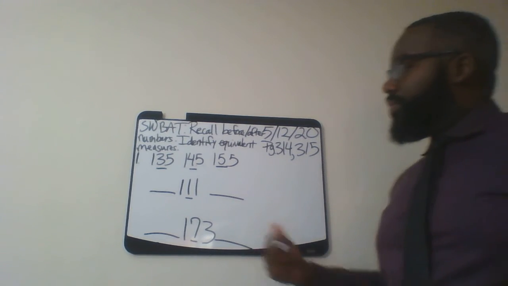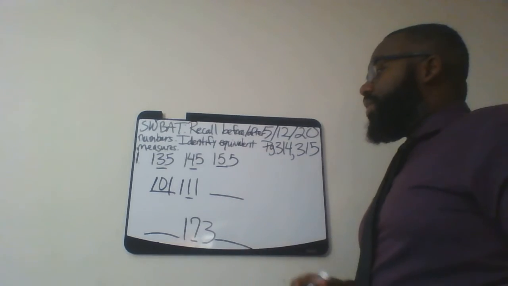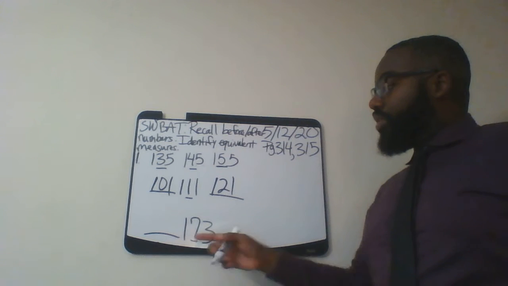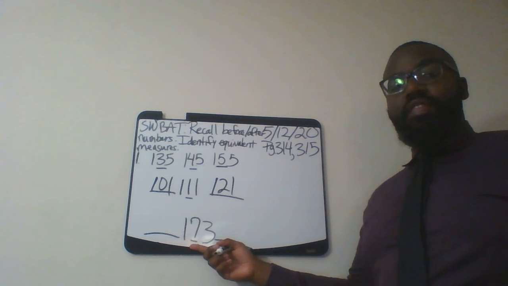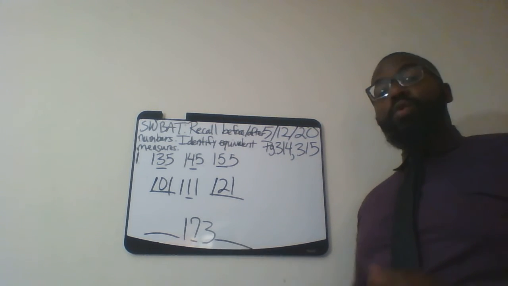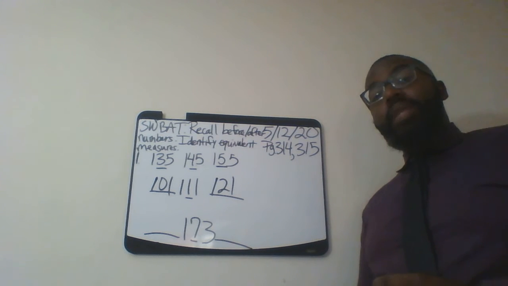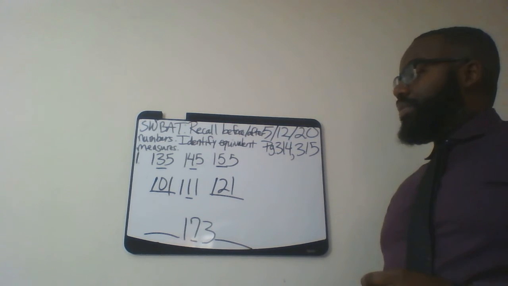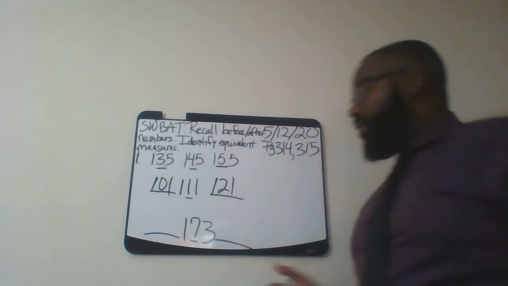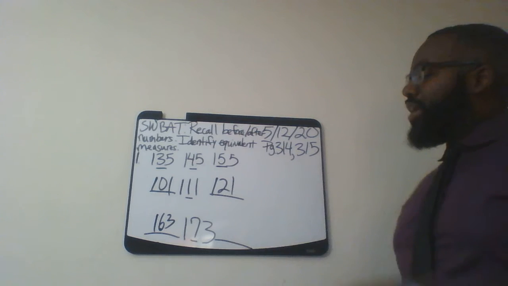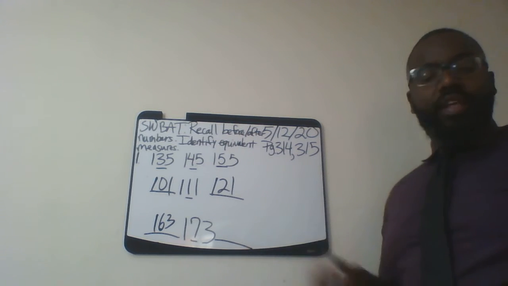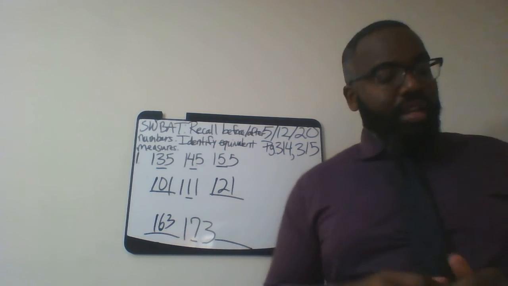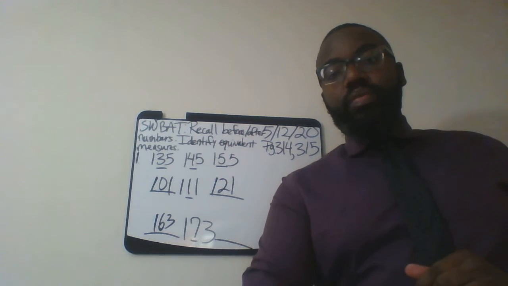Okay? So, we have 101, 111, 121. Let's go with this one. Notice I underlined the 7 because it's 7 in the tens place. So what comes before 173 but by 10? 163, good job. 163, 173, and then you have to figure out what comes after by 10. That's how you solve number one. Then let's move on to number two.